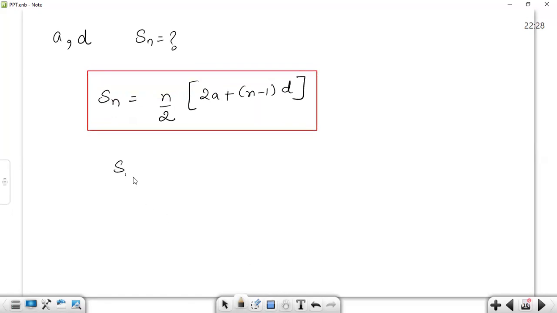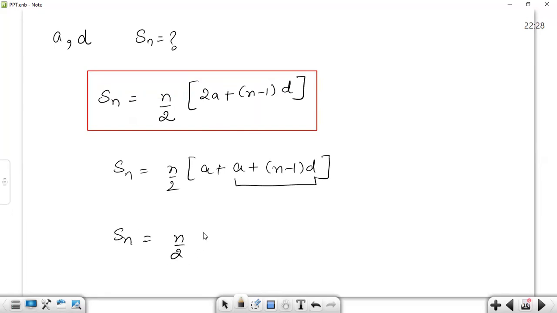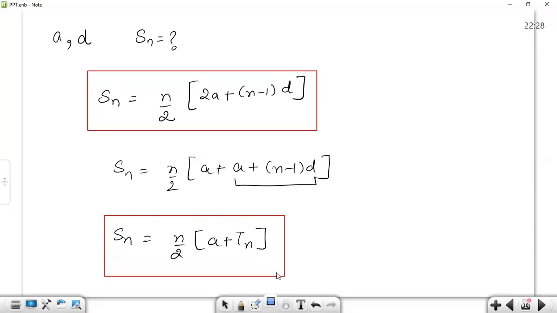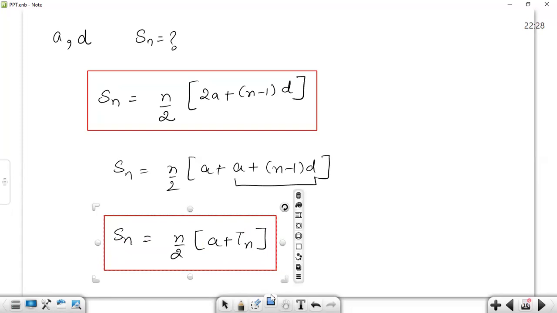If we expand this formula and write 2a as a plus a, then a plus n minus 1 into d, what is this? This is the formula of the nth term, an. So we can write Tn or An as per your convenience. In whatever way you like, you can use the symbols and remember the formula. This is the sum of n terms formula.